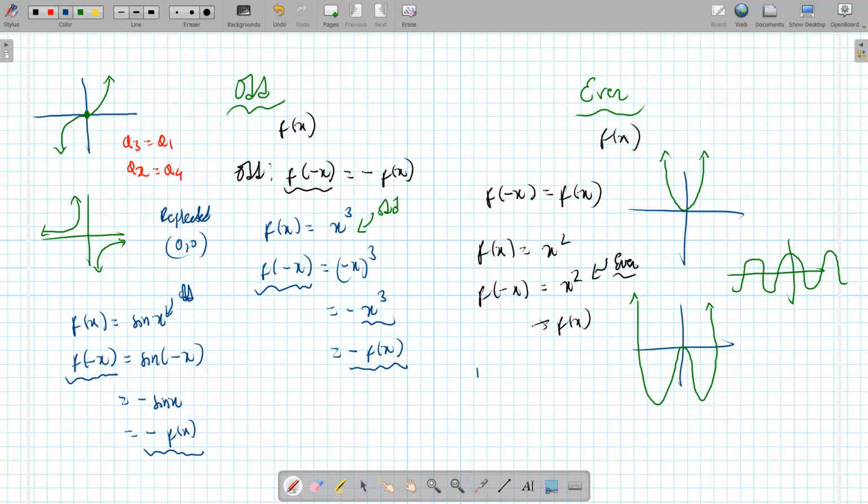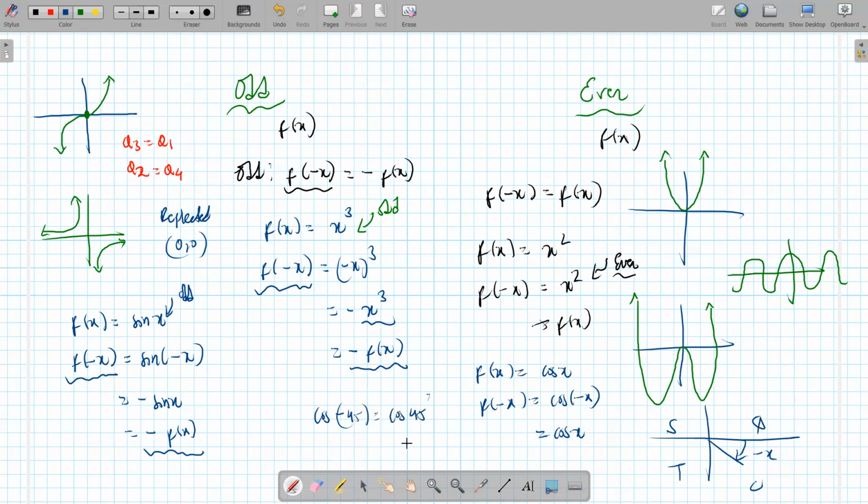If you do the same thing we did with sine, with the cosine x, now f of x is cosine x. F of negative x will be cosine of negative x. Now look at this. Is cosine positive or negative in quadrant four? Positive. That means this negative x becomes a positive x. It has no impact. In other words, cos of negative 45 is the exact same thing as cos of positive 45, because negative 45 would put you in quadrant four where cosine is positive. So that negative sign completely disappears. So f of negative x would be f of x. Cool?